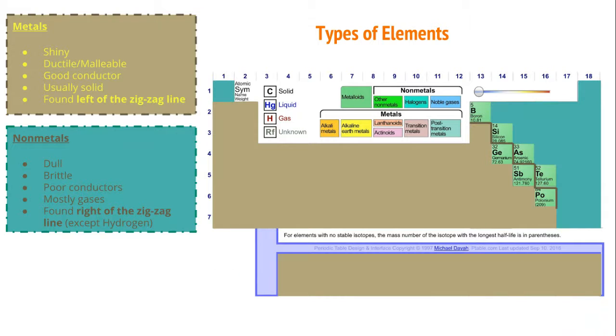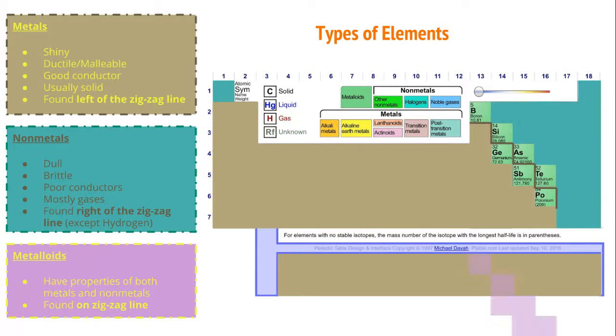We also have the nonmetals, which is almost everything else. That includes hydrogen over here, even though he looks like he'd belong to the metals. He's actually a nonmetal. Nonmetals are usually dull or brittle if they're solids. Most of them happen to be gases at room temperature, though. And they are found to the right of this zigzag line, except for hydrogen, who's over here.